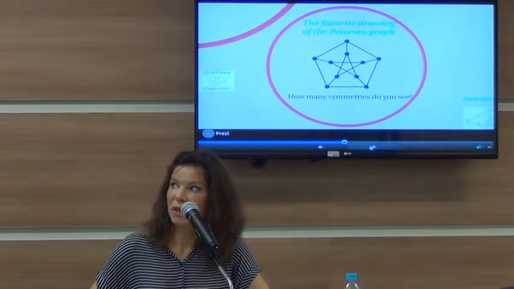However, how many symmetries are there in fact in this graph? 120. Yes. Striking, isn't it? So, this is what I mean when mathematicians are talking about hidden beauty or hidden symmetries.